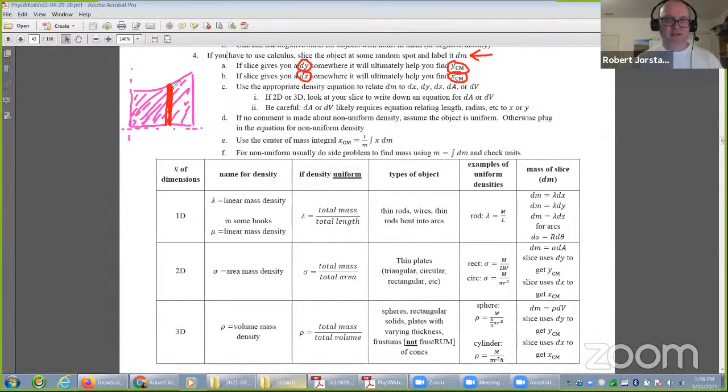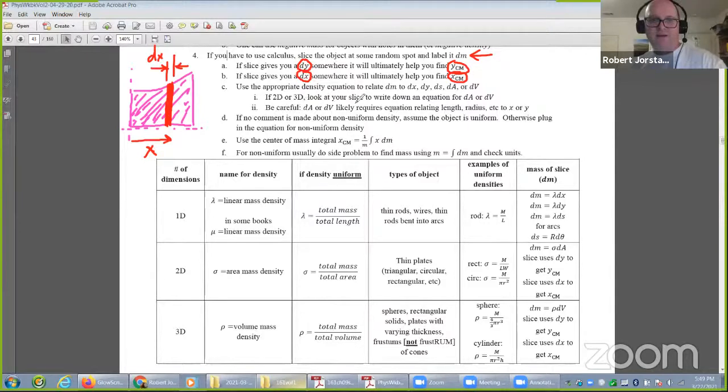So I'm going to take a slice here. It's not perfect, but the idea is this slice has some thickness, dx. The position of the slice, in this particular case, is distance x to the right. Notice a convenient spot to put the coordinate system is the bottom left corner of any object. Not always, but usually that's a good spot.